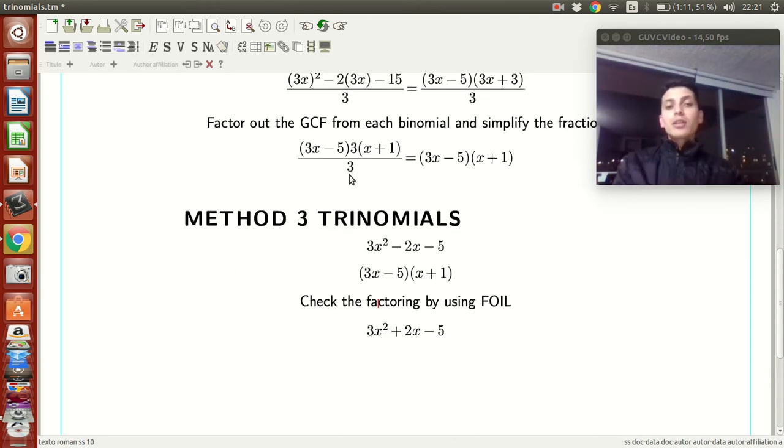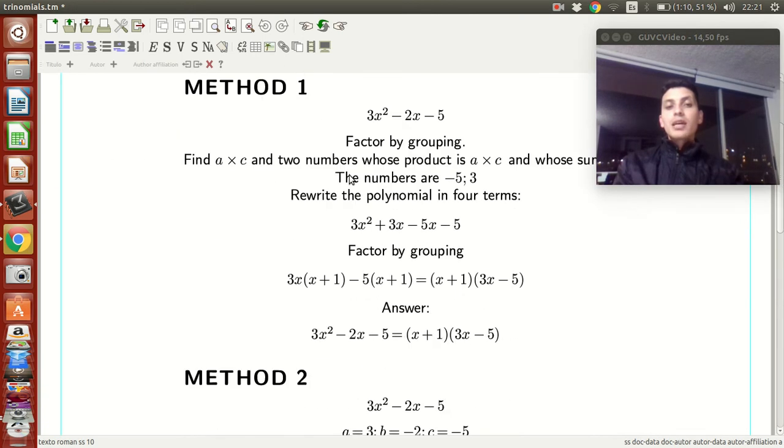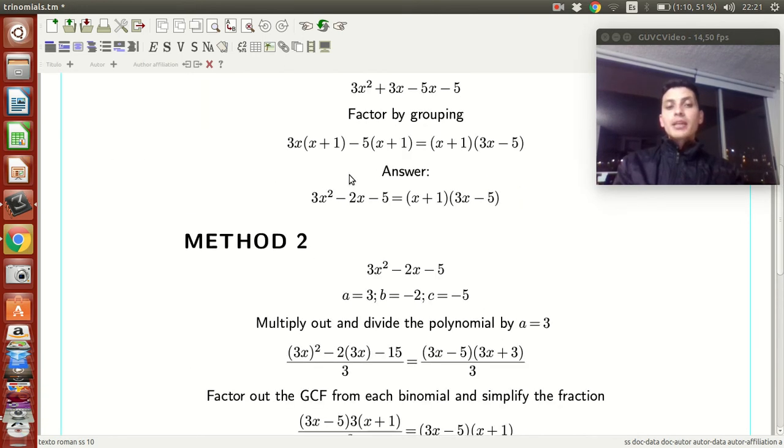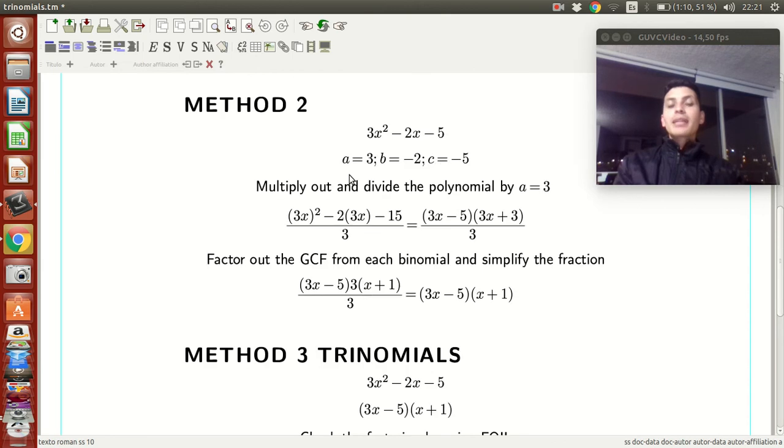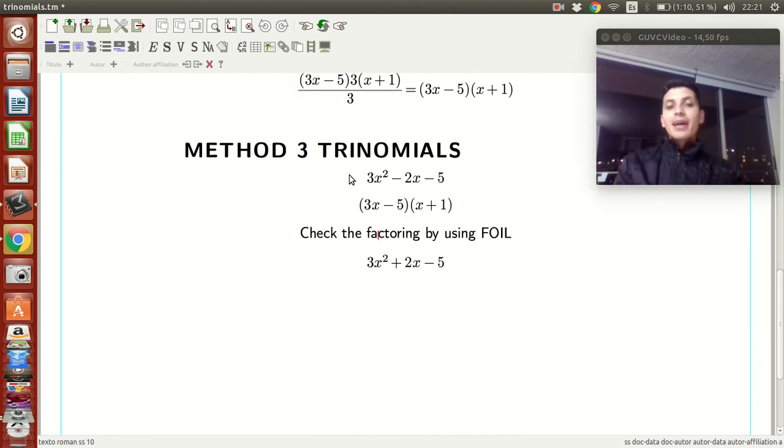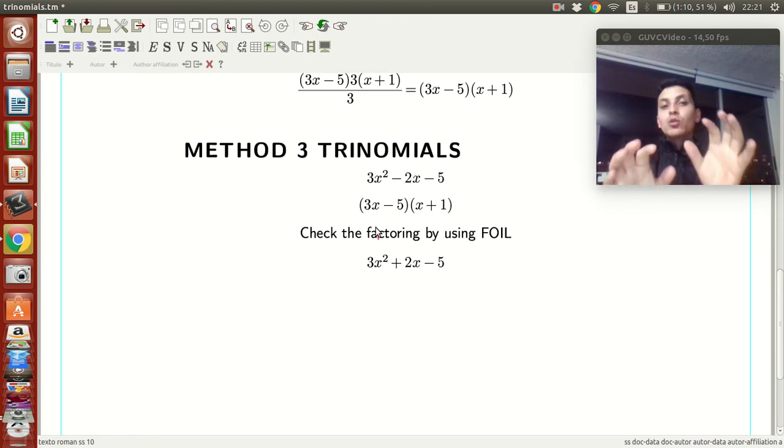The first method, let me remind you everything. The first method is factoring by grouping. The other is multiplying and dividing the polynomial by a. And the last method is the trial and error method. So check the other videos, check which one is the one that you like the most. I'm going to do a final video about this topic of factoring, in which I'm going to apply the 3 methods to a different trinomial that includes other things that are not prime terms.